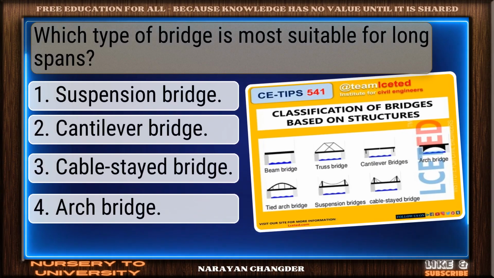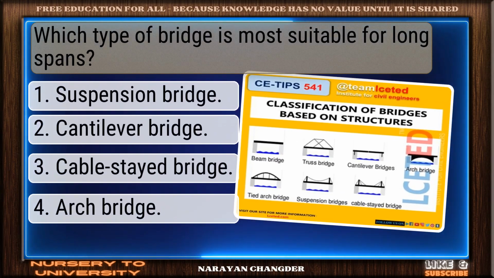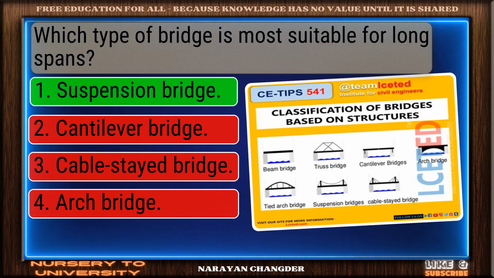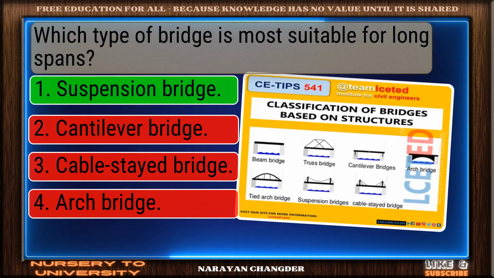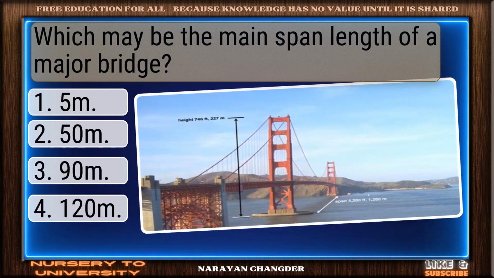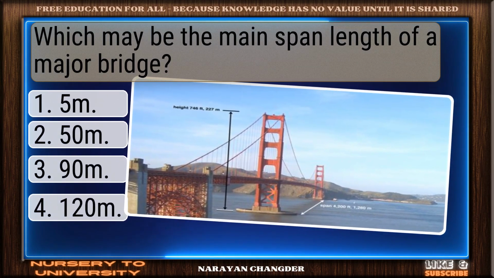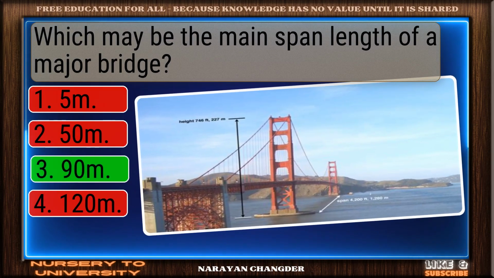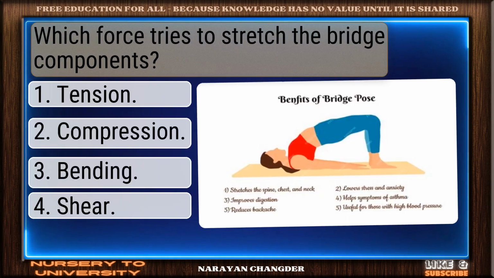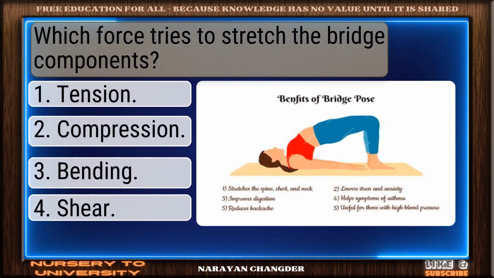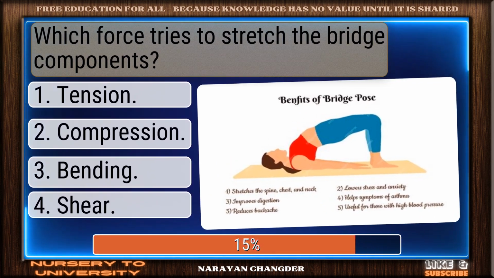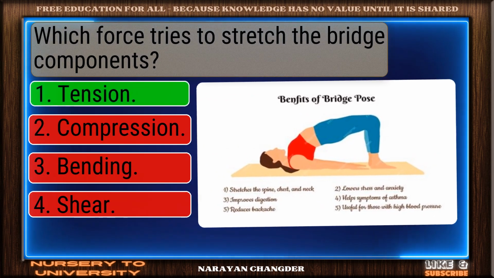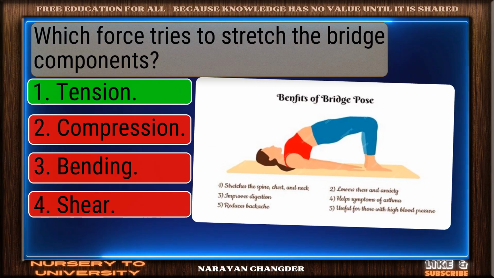Which type of bridge is most suitable for long spans? Right choice. Suspension bridge is the best answer. What may be the main span length of a major bridge? Nicely done. 90 is a solid answer. Which force tries to stretch the bridge components? You're right. Tension is the correct answer.